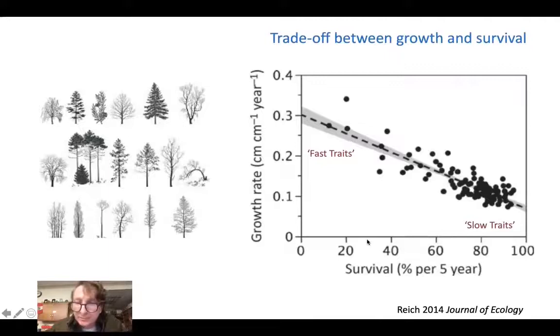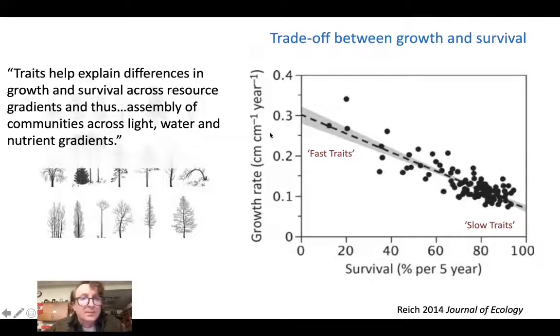Okay? So to give you an idea of how this fast-slow continuum fits in, I'm giving you one example from Peter Reich's 2014 paper. What Peter did in his paper was pull together several different data sets. And in this data set, each data point is a different species. If you look across all these different species, there is this cross-species inverse relationship between the survival rate and the growth rate. That is, some species actually grow really slowly. So this group of species down here are growing really slowly, but if you notice, they tend to have high survivorship. That is, they tend to live a long time, they die really slowly.